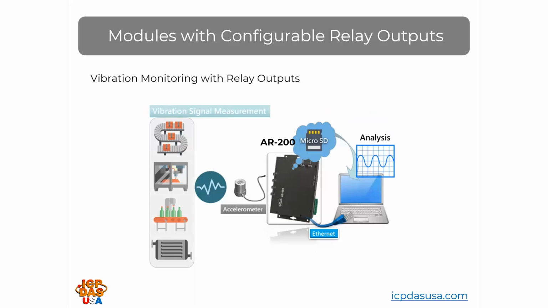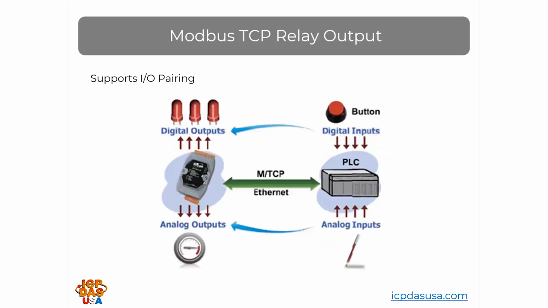The AR200 is for vibration monitoring and control, and they have onboard relay outputs that are triggered based on the vibration levels for helping to save sensitive equipment like servers.